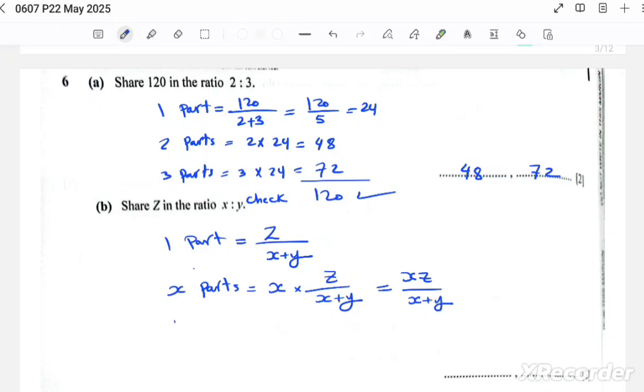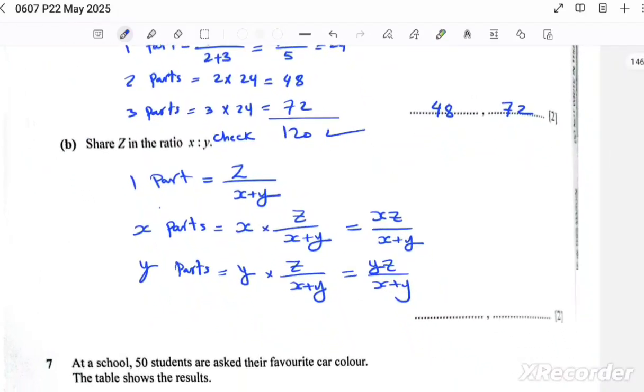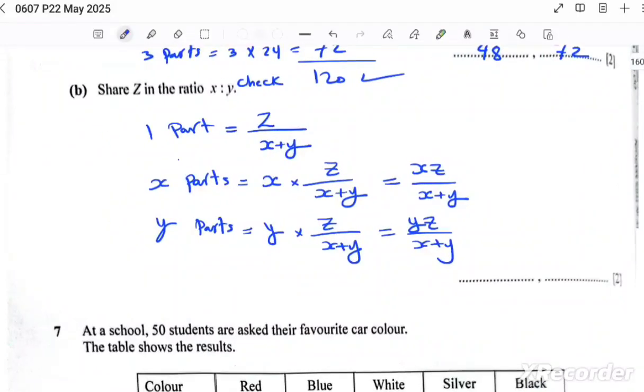And then how about y parts? The same, y times z over x plus y. So the answer is yz over x plus y. So this is our answer. Let's write the answer: xz over x plus y, and here yz over x plus y.